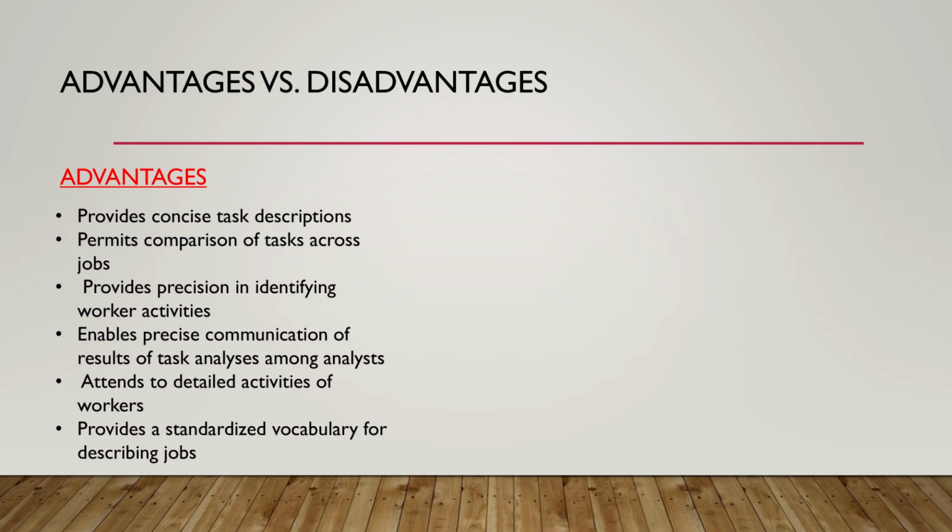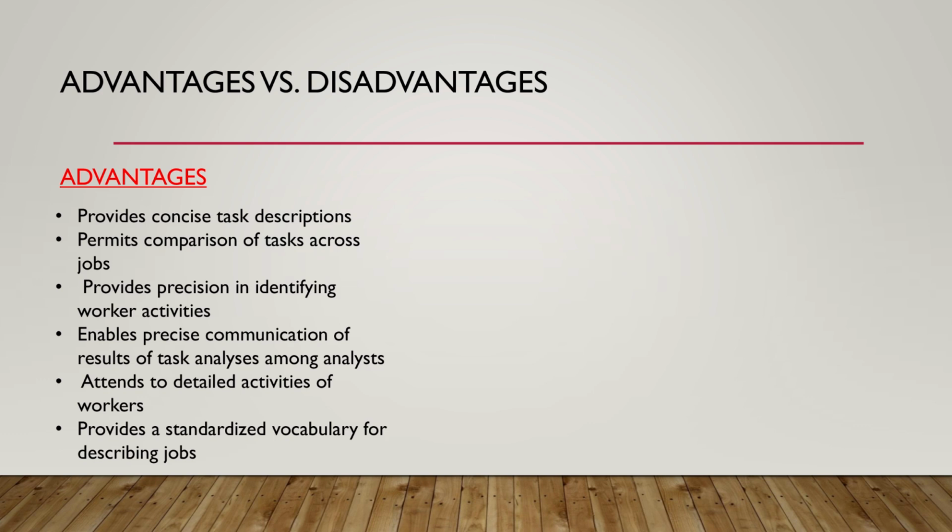In this next section of the lesson, we will discuss the advantages and disadvantages of the FJA process and the context in which an FJA can be utilized. The FJA process offers several advantages that contribute to its effectiveness in analyzing job tasks and roles within an organization. It provides concise task descriptions, which are essential for clearly defining the specific activities and responsibilities associated with a particular job. The FJA process allows for the comparison of tasks across different jobs within the organization.